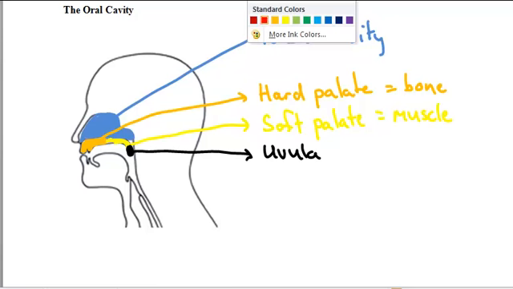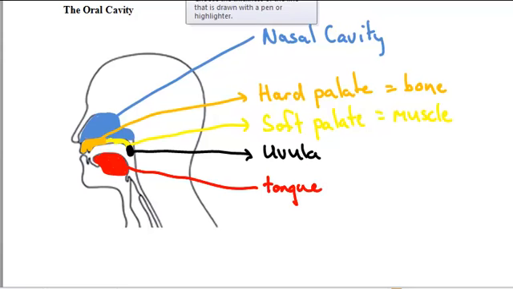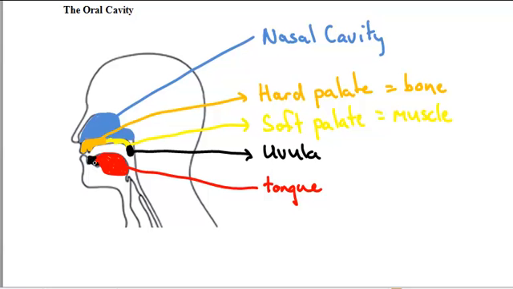The last key feature of this diagram is this, which is your tongue. And then what's not very clear on this diagram is also the fact that we have teeth in here. Draw a few teeth sitting over top.